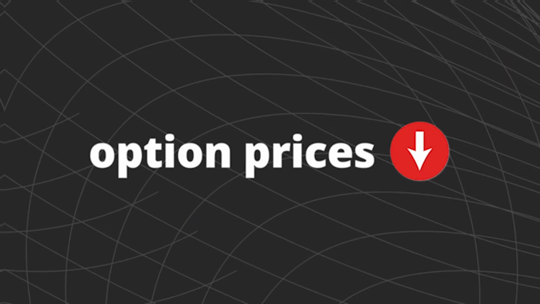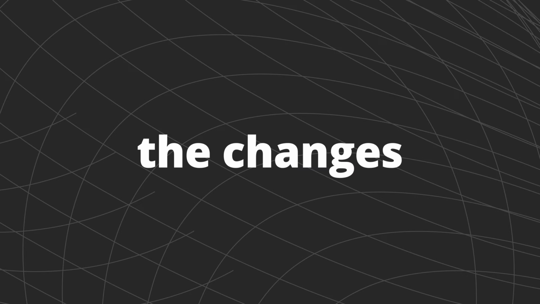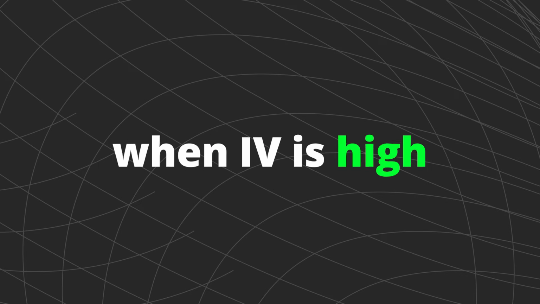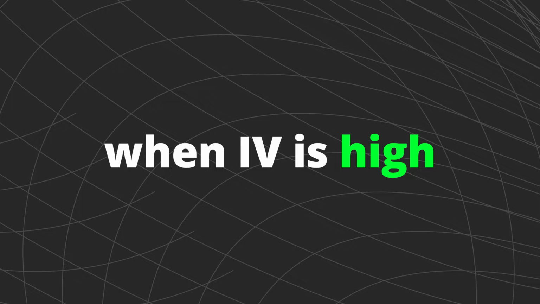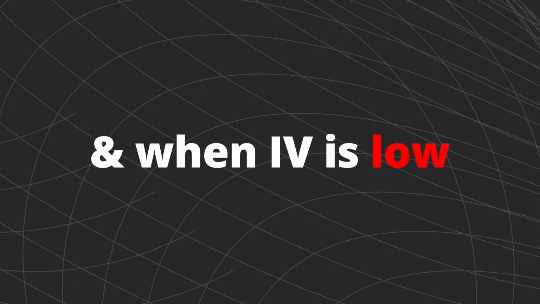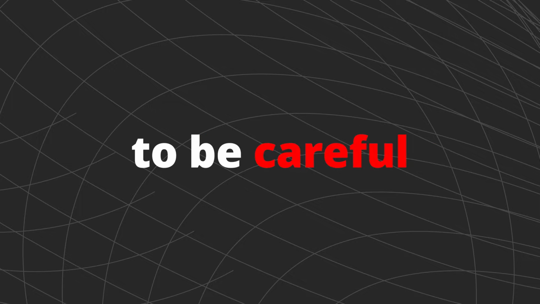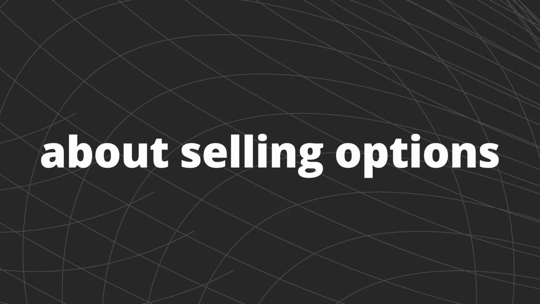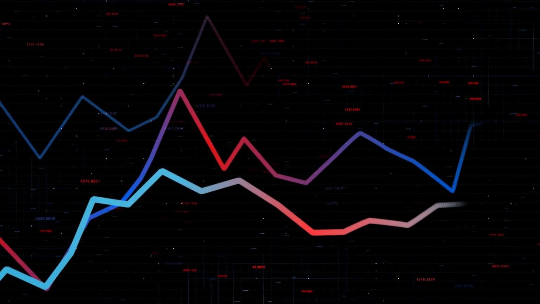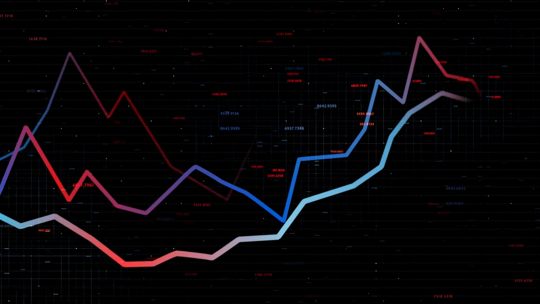So what we care a lot about, beyond just the implied volatility of the stock, we also want to know the changes in implied volatility. So when IV is high, theoretically speaking, right, we want to sell options. And when IV is low is when we want to be careful about selling options and maybe potentially even buy options.